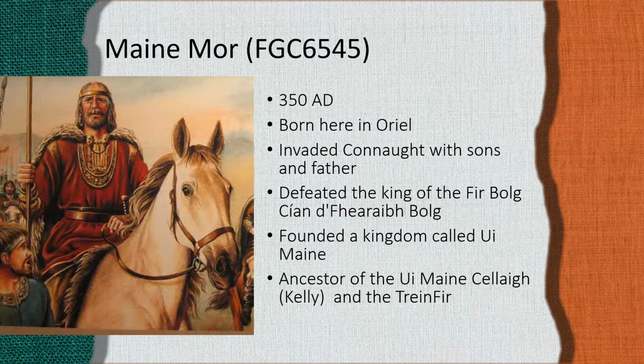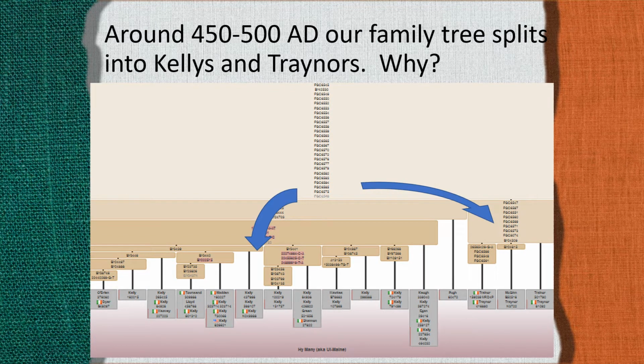The interesting thing is that this was in Connaught, where he founded the Hymeny, and yet, as a family, we're back up in Monaghan and Oriel. So what happened? Around the year 450 to 500 AD, our family tree splits into two trees, the Kellys and the Treinfhirs. Why did this happen? Why did the Kellys emerge and become a dominant family in Connaught, and the Treinfhirs become a dominant family in Monaghan?